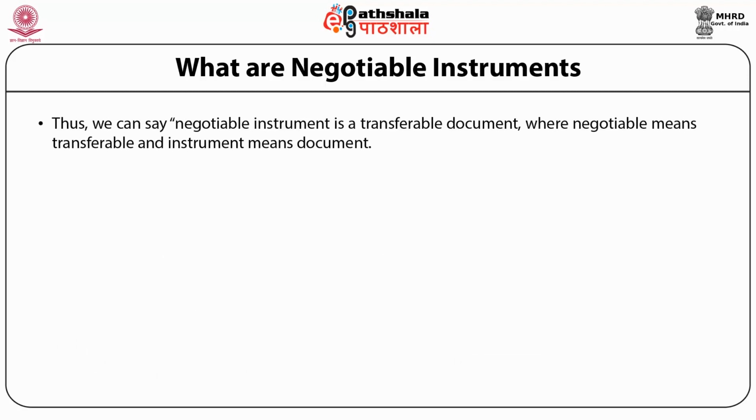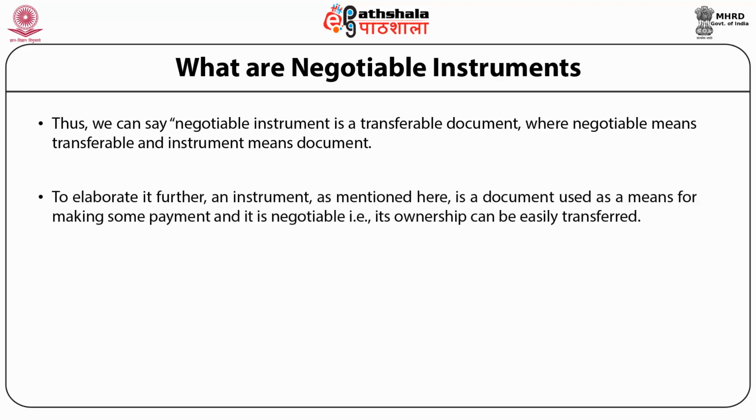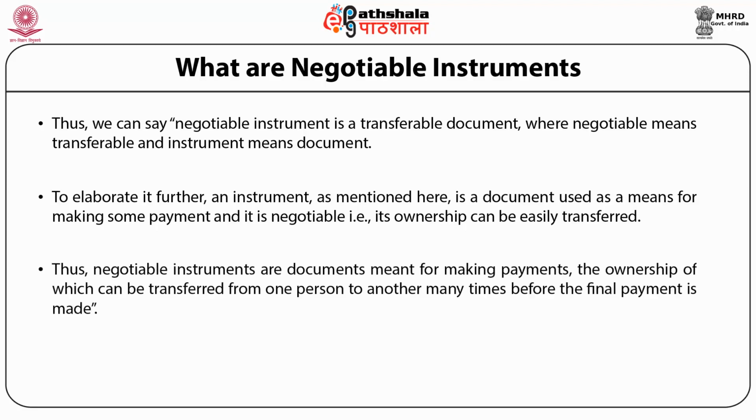Thus, we can say that negotiable instrument is a transferable document, where negotiable means transferable and instrument means document. To elaborate it further, an instrument, as mentioned here, is a document used as a means for making some payment, and it is negotiable. That is, its ownership can be easily transferred. Thus, negotiable instruments are the documents meant for making payments, the ownership of which can be transferred from one person to another many times before the final payment is made.